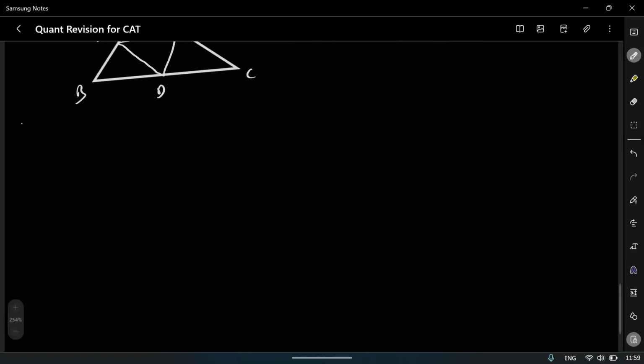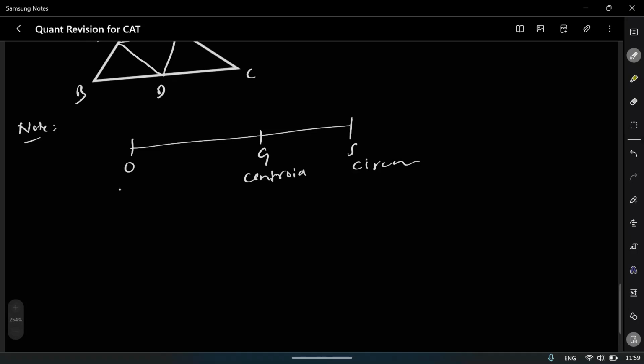And another property, note down one point here. Centroid divides the orthocenter and circumcenter in the ratio 2 is to 1. So this is orthocenter, centroid, circumcenter. OG to GC is 2 is to 1. Remember this thing. It will be useful in future.